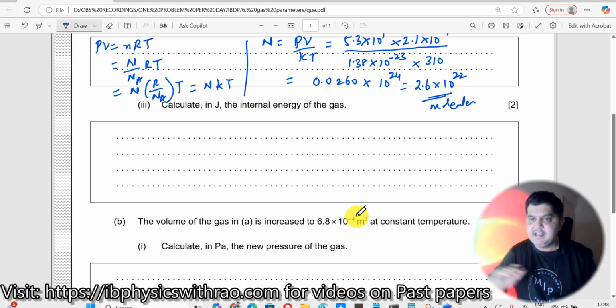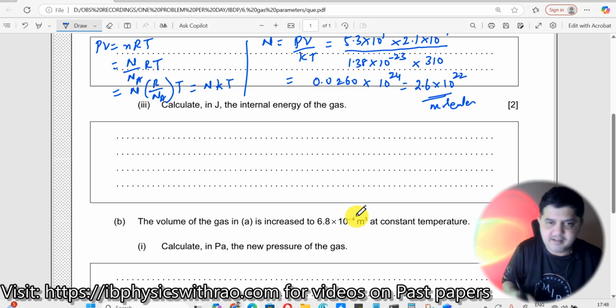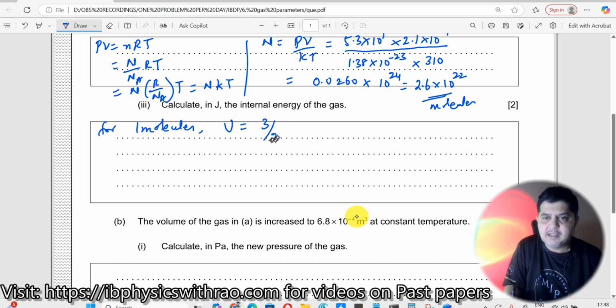Calculate the internal energy of the gas. How do you write the internal energy of the gas? For one molecule, the internal energy is given by the formula 3/2 kT. Remember this. If it is for 1 mole, then I write it as 3/2 RT. I'll write that down also. For 1 mole, 3/2 RT. But if it is 1 molecule, 3/2 kT.